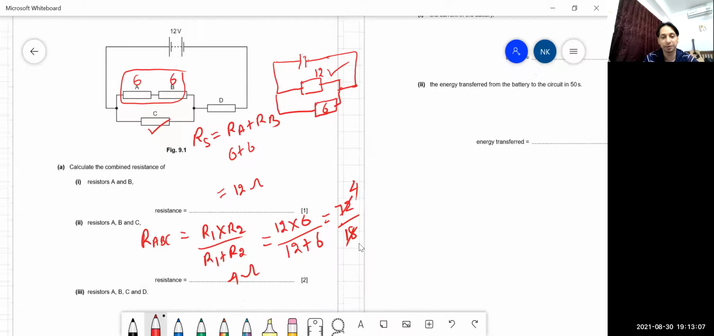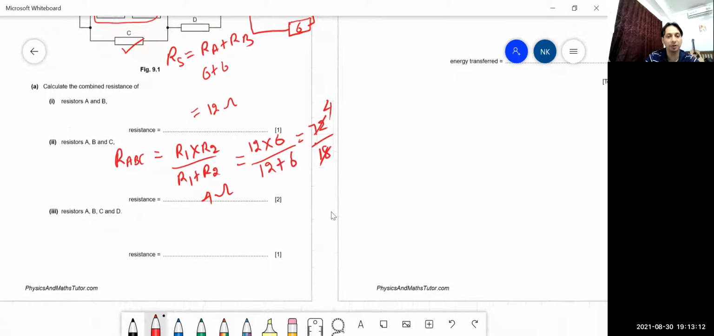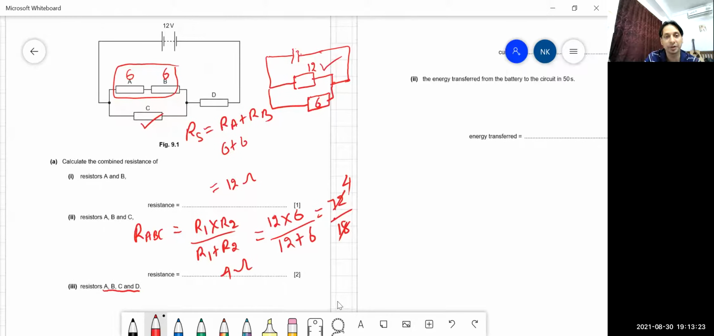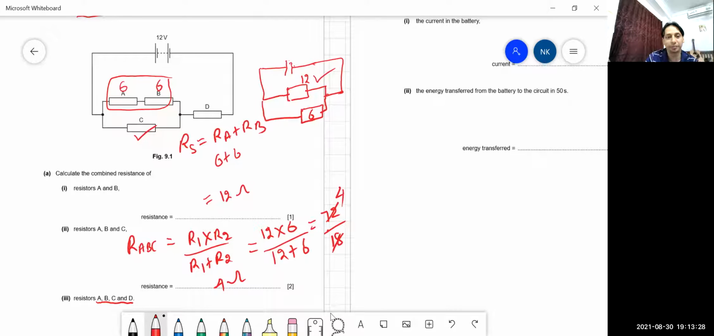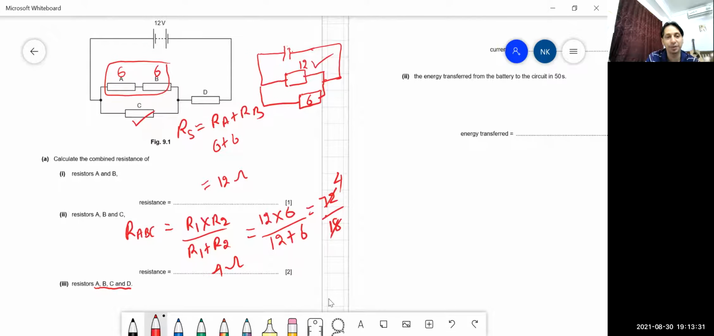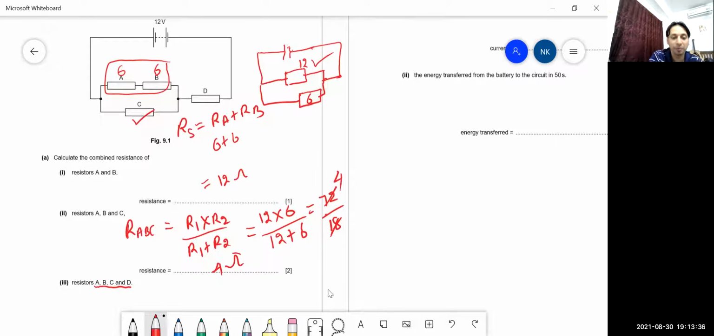Let's move to the next part. After finding the resistance of A, B and C, in the third part you need to calculate the total resistance of A, B, C and D. Go to the diagram. A, B and C we already calculated. What is the resistance of A, B and C? You can see in part 2, it is 4 ohm. So now for A, B and C, I have a single resistor, and I can rearrange this diagram.